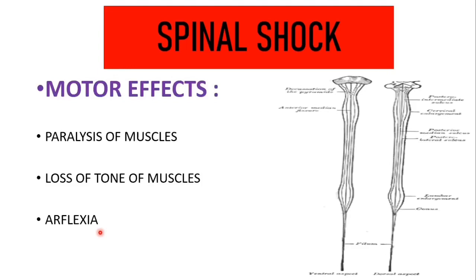If you take motor effects, basically understand, we saw so many pathways: ascending tract, descending tract. They were related to muscles and also to the sensory system. Motor effects: we are going to have paralysis of muscles, loss of tone of muscles, and something called areflexia. What is the meaning of areflexia? Areflexia means absence of reflexes. You all know we have superficial reflexes and deep reflexes. These reflexes are going to be lost. So motor effects in the stage of spinal shock: paralysis of muscle, loss of tone of muscles, and areflexia.